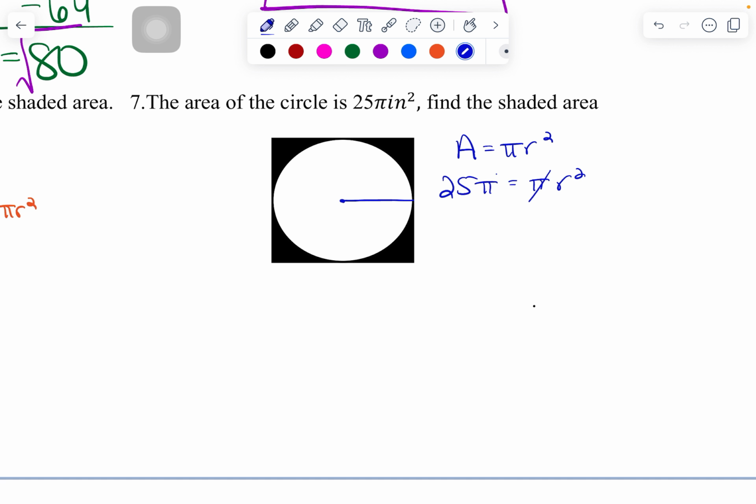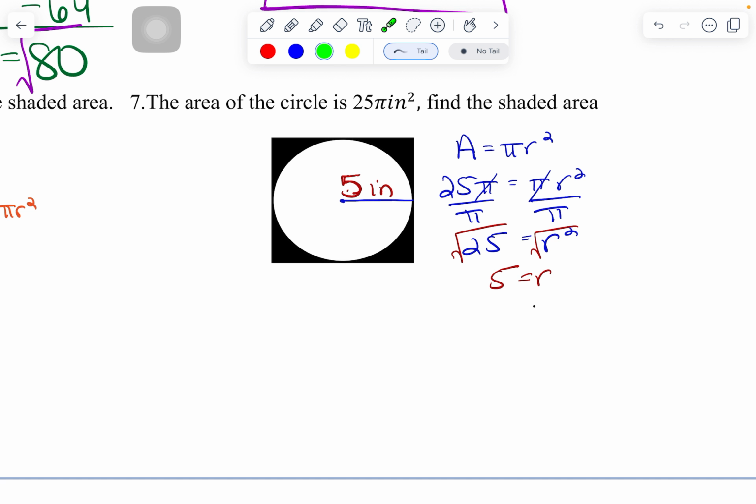All right, so pi and pi will cancel each other out if we divide both sides. So r squared equals 25. If I take the square root of both sides, r is equal to 5. No plus or minus because we're talking about a radius here. So this would be a 5-inch radius, which is then going to double up, right? Got a full diameter here. That means that your square would have 10-inch sides.